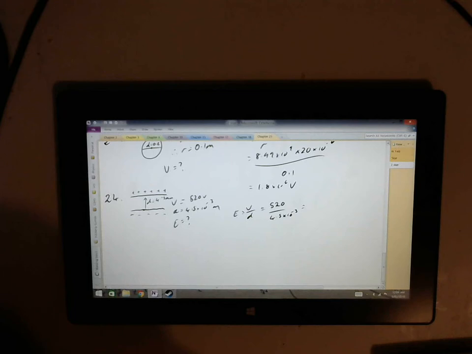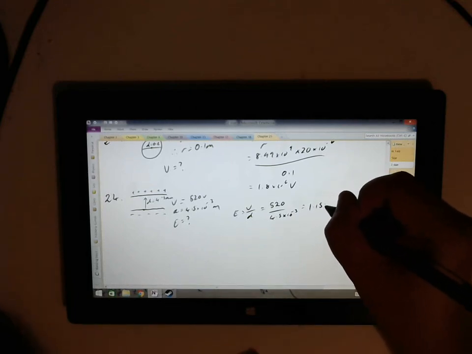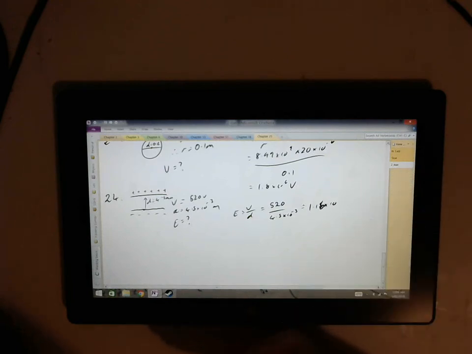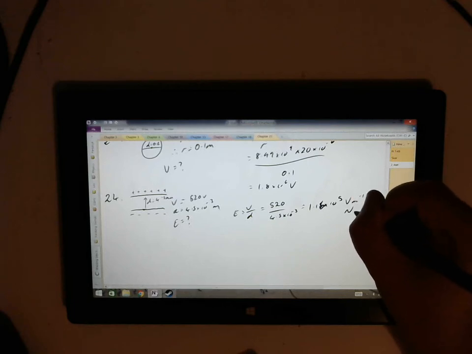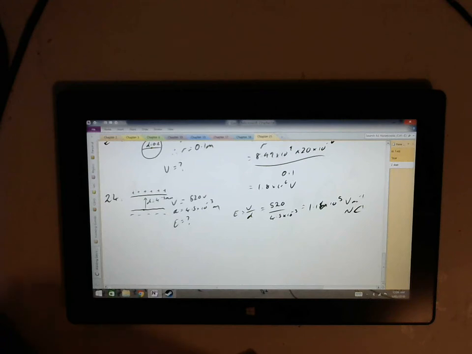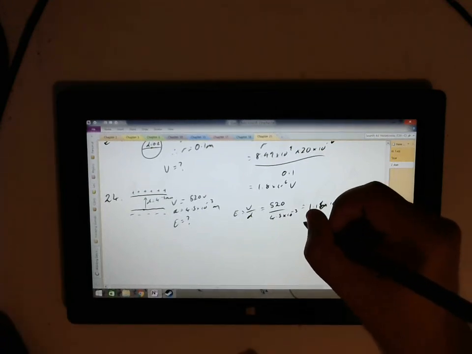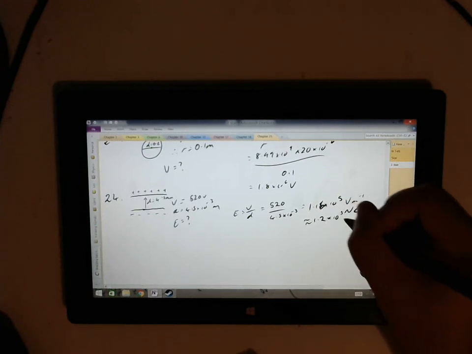Which gives us 1.16 times 10 to the 5 volts per meter, or newtons per coulomb. Always good to think about two different units there. We'll double check we're doing that right. They've rounded all the way off to 1.2 times 10 to the 5.